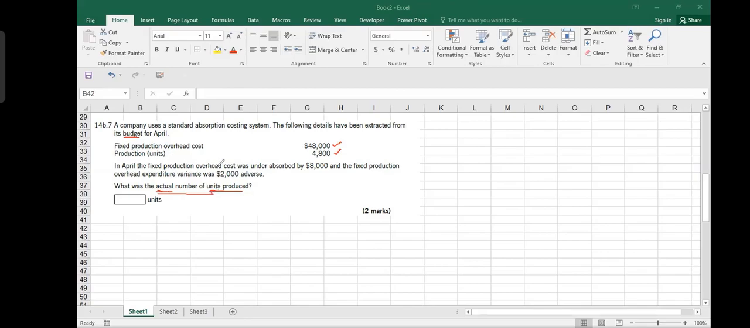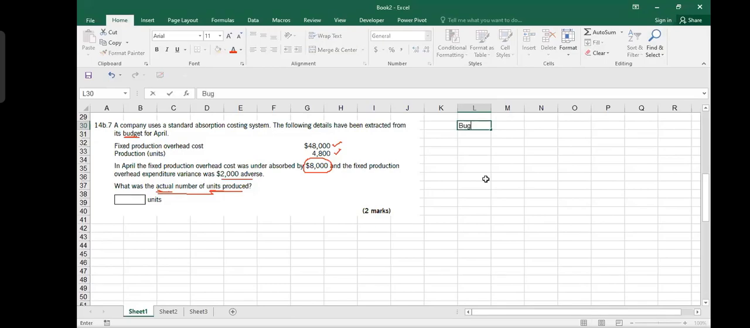In April, the fixed production overhead cost was under absorbed by $8,000, and the fixed production overhead expenditure variance was 2,000 adverse. Based on this, you need to calculate how many units you produced. Okay, let's do it together. It's simple. Again, it is not something with the sales variance. It's again a fixed overhead variance. They have put it in the sales variance section.